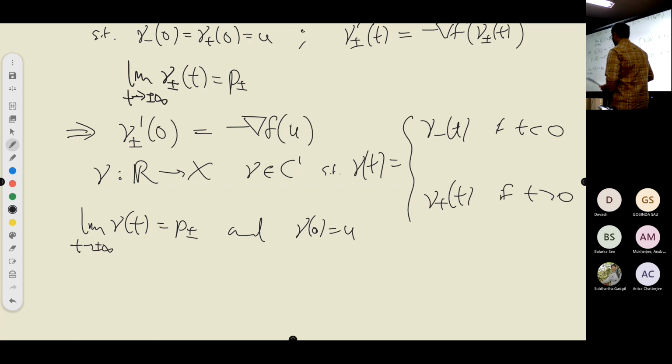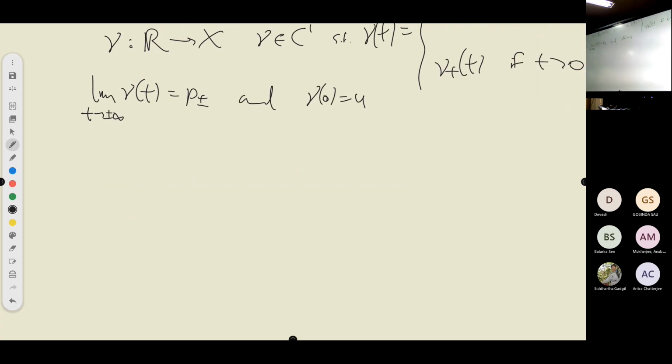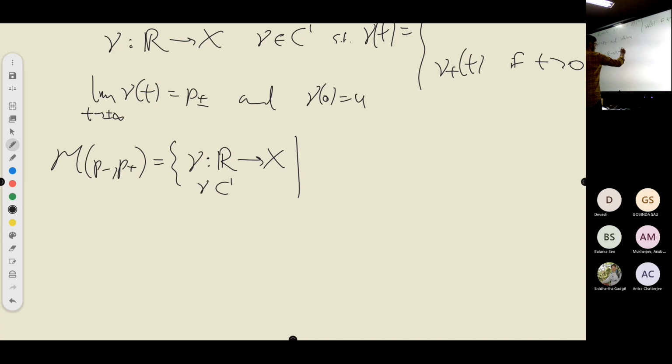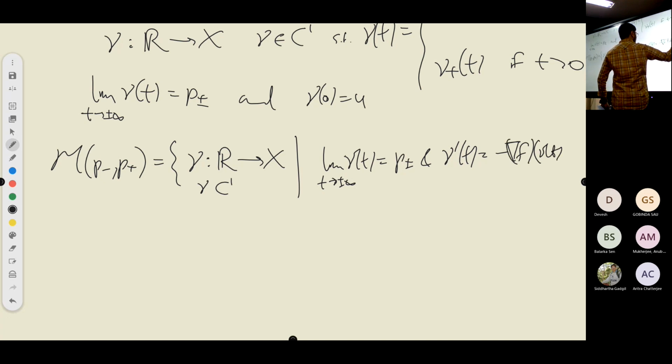Okay, so this is great. This means that we can define a moduli space between p minus and p plus as the set of gamma, maps from R to X, gamma C1, with the property that the limit as t tends to plus or minus infinity of gamma t is equal to p plus or minus, and it satisfies the gradient flow equation. And above, it just follows because gamma plus and gamma minus both satisfy this gradient equation, and so this whole trajectory satisfies it as well.